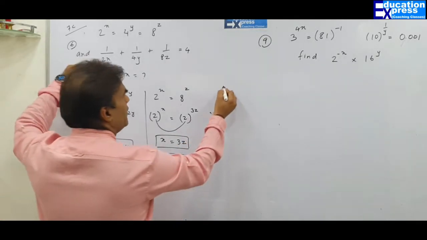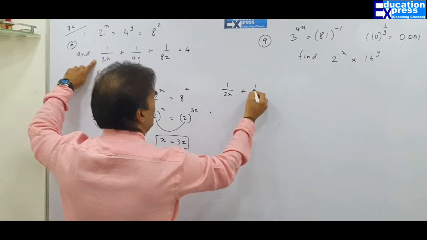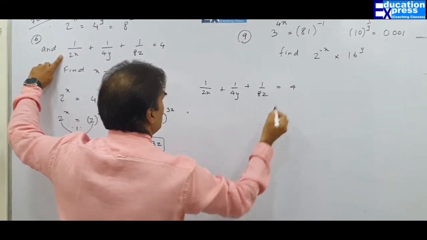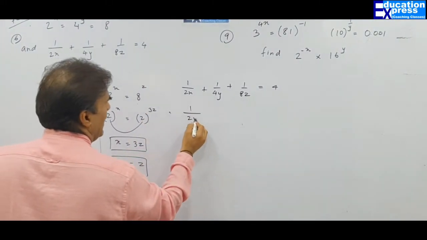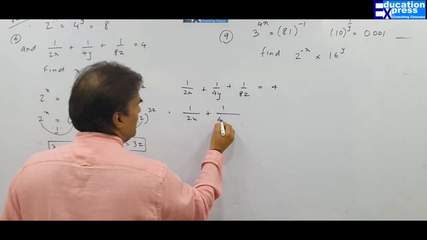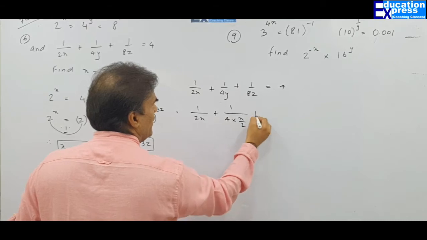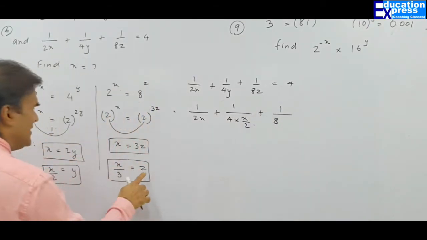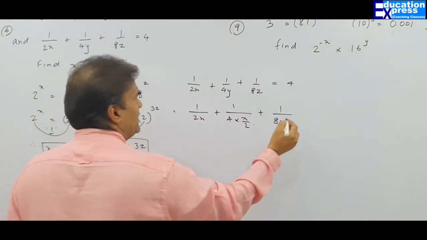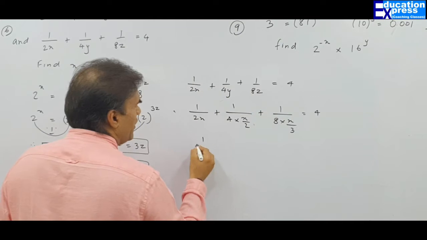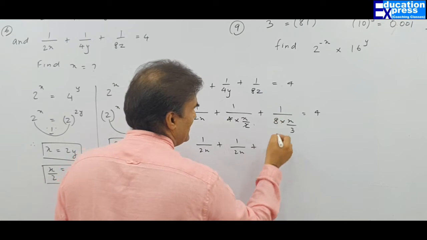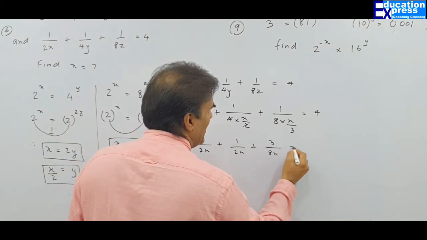Since this is available, 1 upon 2x plus 1 upon 4y plus 1 upon 8z equals 4. In place of x, we will keep x only. In place of y, since we know y is x upon 2, we can simply say 4 into x upon 2. Plus 1 upon 8z, where z is x upon 3. What do we get? 1 upon 2x plus 1 upon 2x plus 3 upon 8x equals 4.